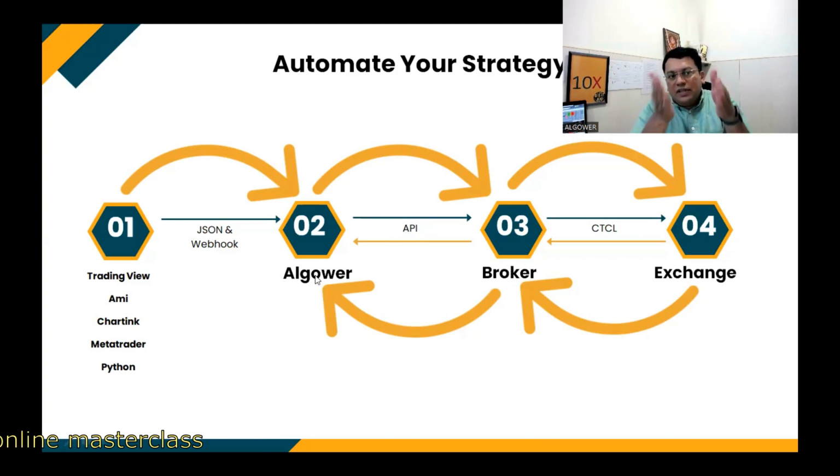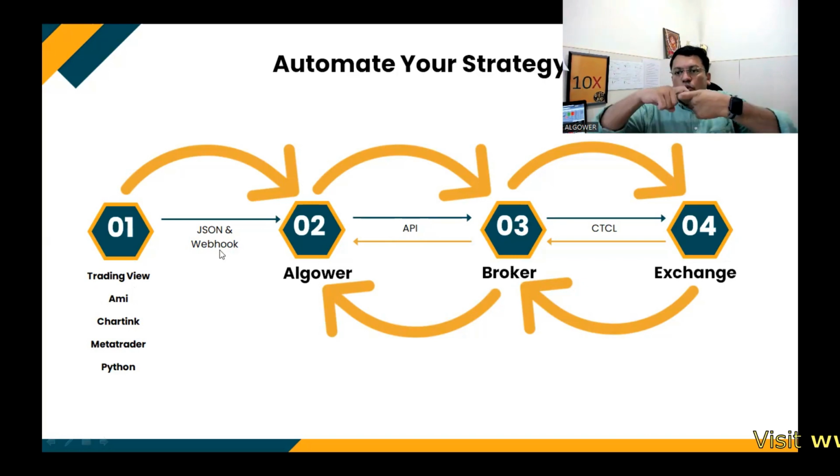So in Algover, there are two divisions, right? One, the Algover platform can be used to automate your existing trading strategy and make it completely automated, right? Second, Algover also has its own strategies. There are many advanced algorithmic strategies. Even somebody subscribed to Algover, those strategies can be used, right? So Algover can be used in two ways. Now Algover can be connected with TradingView or AmiBroker, whatever it may be, using a webhook, right? So through using a webhook, we can connect these two platforms.